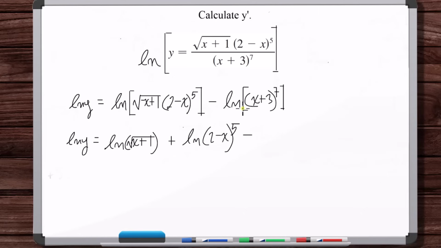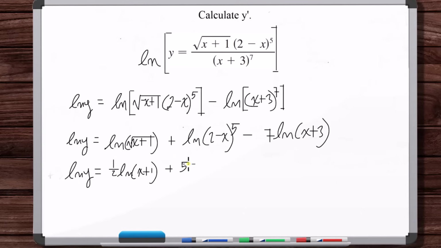Okay, we can bring down this 7 to the front of the logarithm. Here, this is x plus 1 to the 1/2, so we can write it like this. We can bring down this 5.